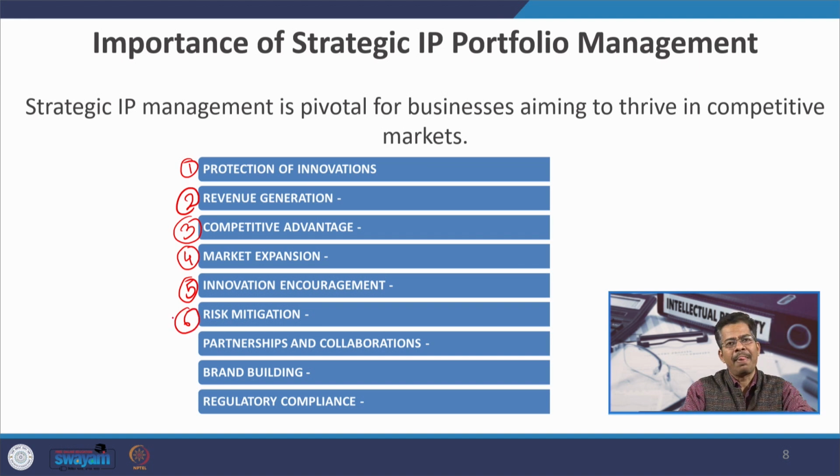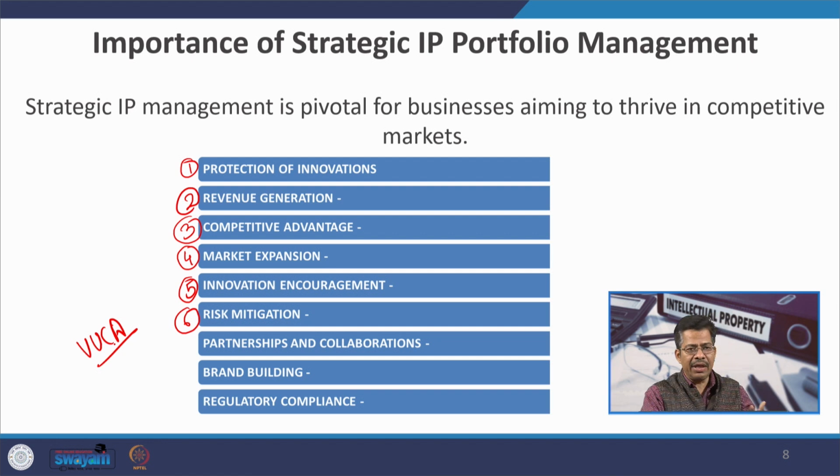Risk mitigation is another possibility through which you are able to face uncertainties of the future. We are living in a very turbulent environment, which can be characterized by this term VUCA, where we have a lot of volatility, uncertainty, complexity, ambiguity in the environment, and how to protect ourselves. A good IP portfolio can help us in mitigating our risk. So, that is also an important thing.